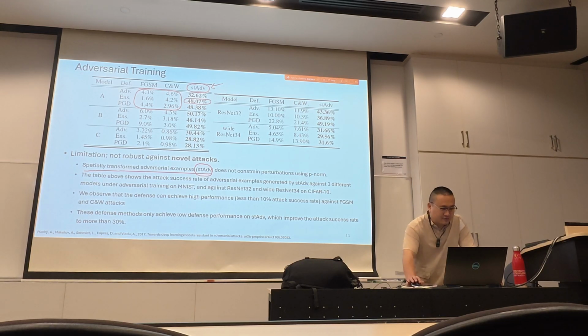So this is the limitation of adversarial training, because it is tailored to the specific attack used during the training procedure. If we invent novel attacks, which are very different compared to the attacks used in adversarial training, then we can still defeat the adversarially trained models. So this is a limitation. Any questions so far?